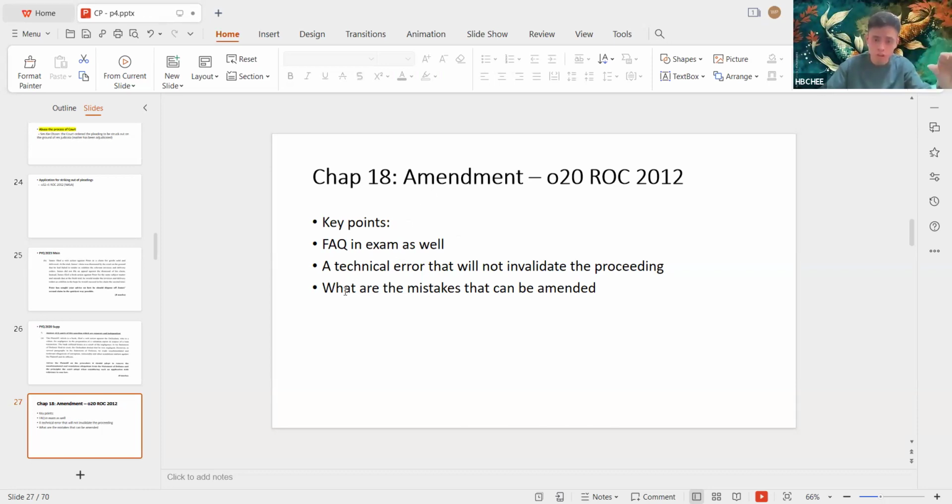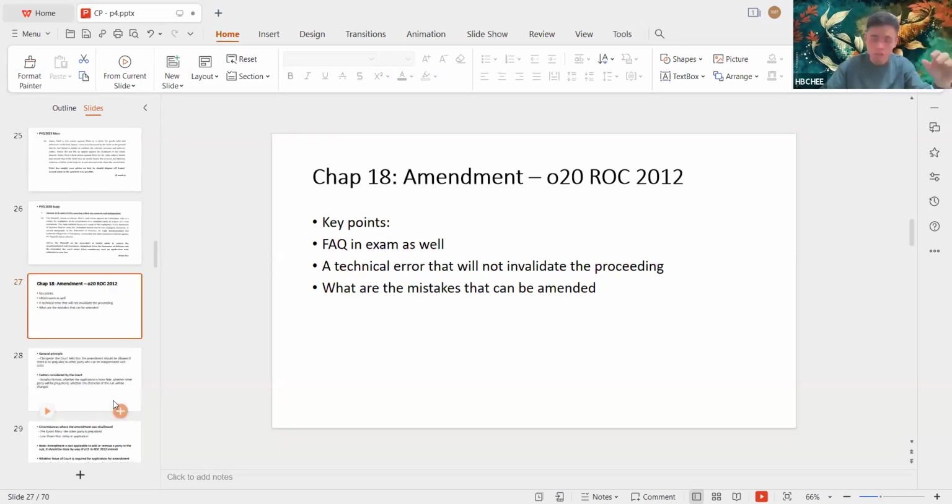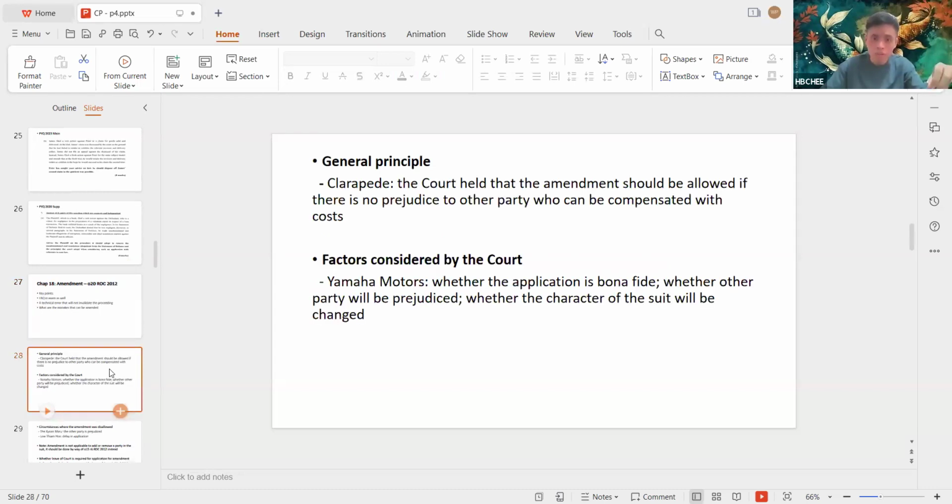So in this chapter, we will discuss what are the mistakes that can be amended and will not render the trial null and void. The general principle of amendment is given in Clara P, where the court held that the amendment should be allowed if there's no prejudice to other parties who can be compensated with costs.